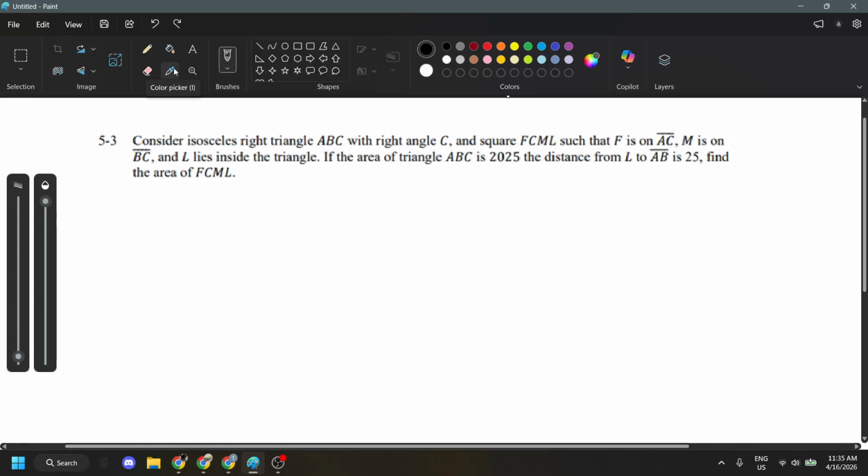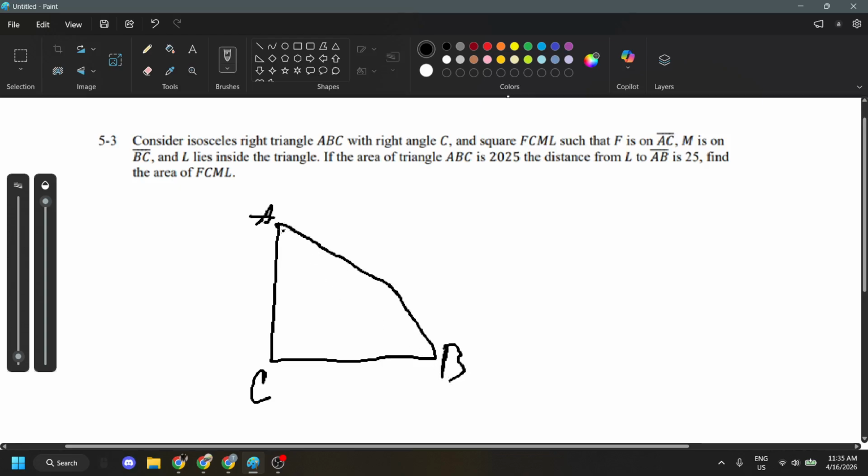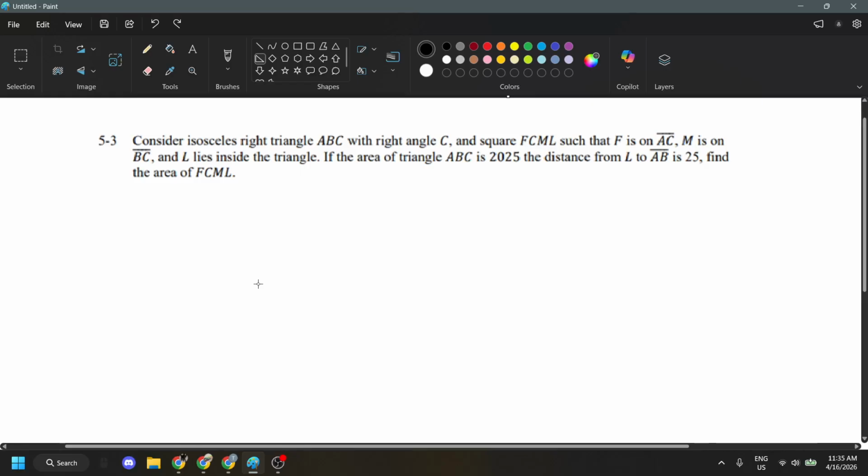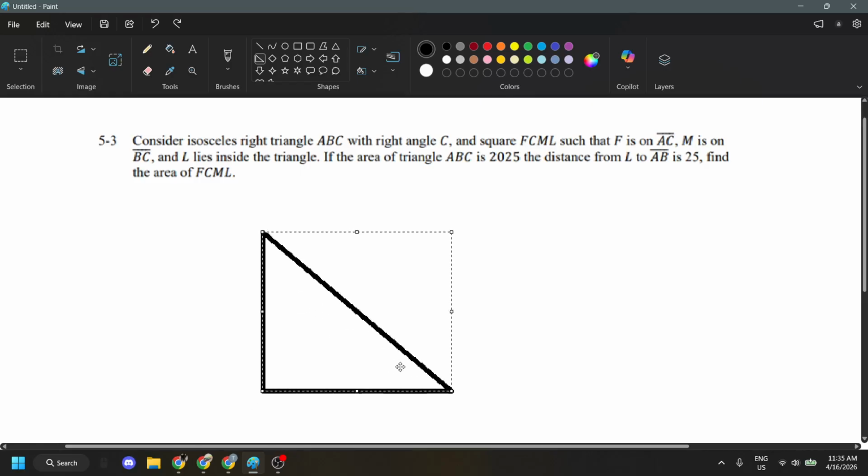Where did mine go? Here it is. Okay. Consider isosceles right triangle ABC. Okay, isosceles right triangles are easy. Isosceles right triangle ABC with a right angle C. Okay, so C, A, B, C. Okay, cool. I'm gonna do this better. Isosceles right triangle ABC.